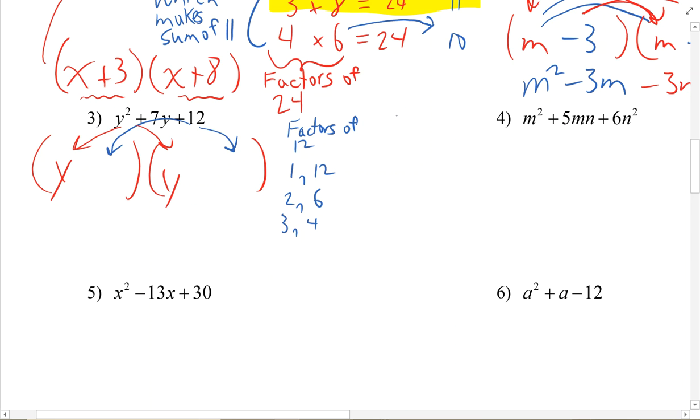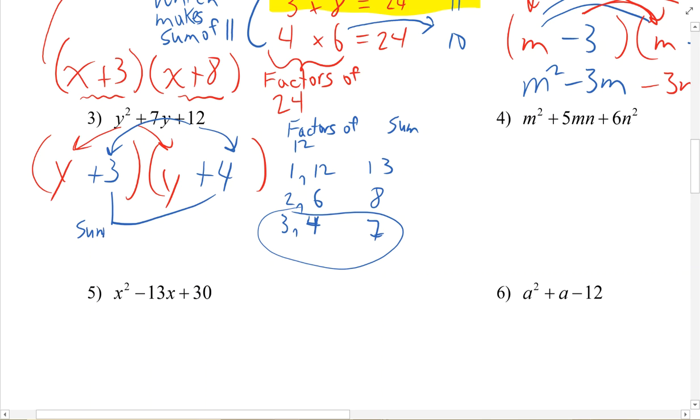Okay, so then where is the sum? So 1 and 12 would be 13, 2 and 6 would be 8, 3 and 4 would be 7. So 3 and 4 looks like the winner. So we have y plus 3 and y plus 4. So now we can double check. Okay, what do these add to? The sum would be plus 7 and what's the product? So when you add these, the sum equals 7, and your product equals 12. Okay, and there you go.